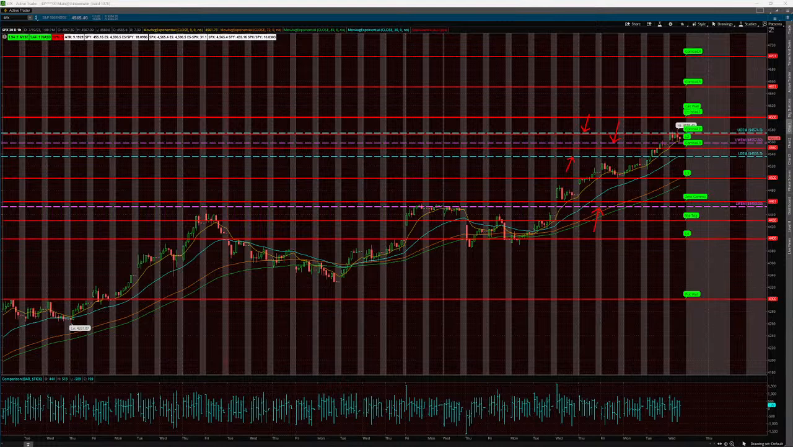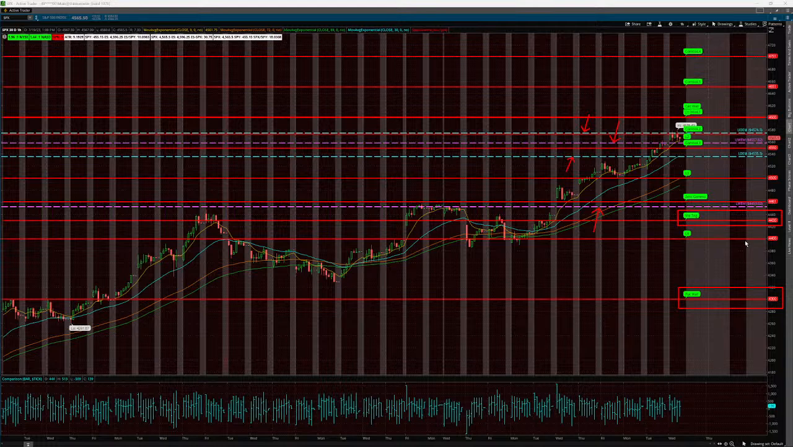There are some Spotgamma levels on this chart. First of all, there's the put wall. That's the strike with the largest net negative gamma. That can be expected to act as support. That's not in play. And that level actually remained the same from yesterday at 4,300. The next level up is the volatility trigger.